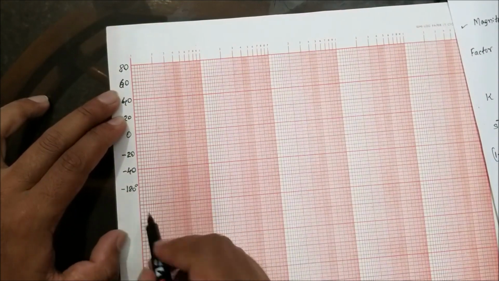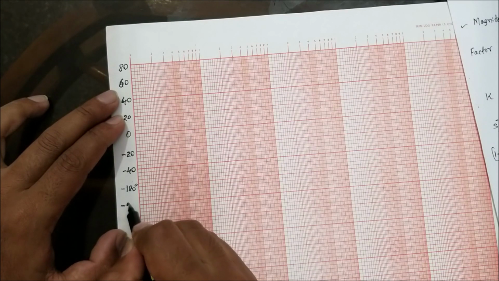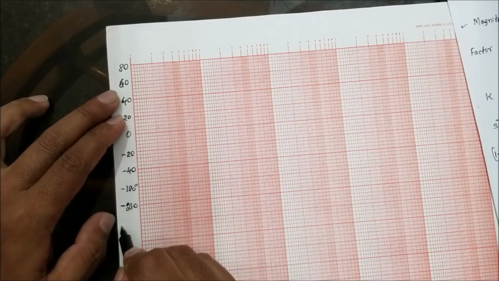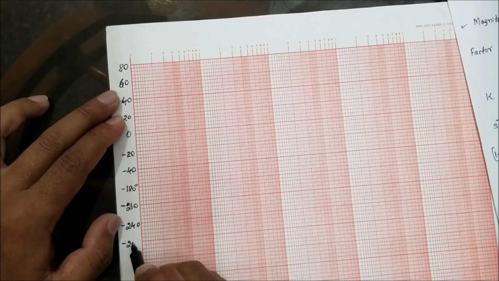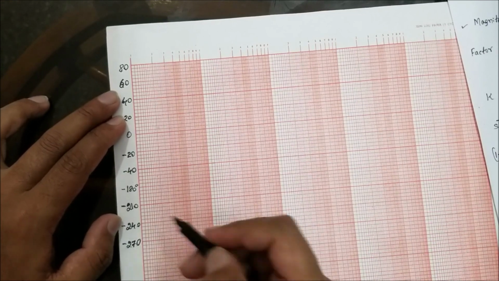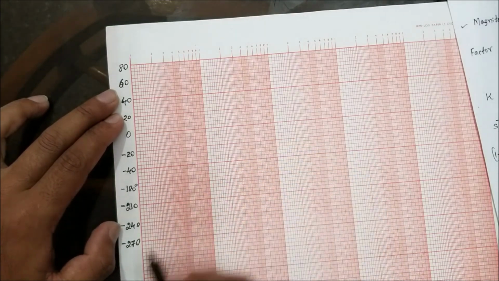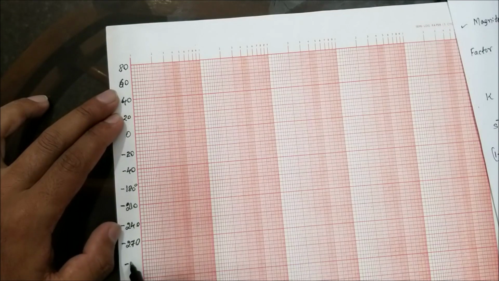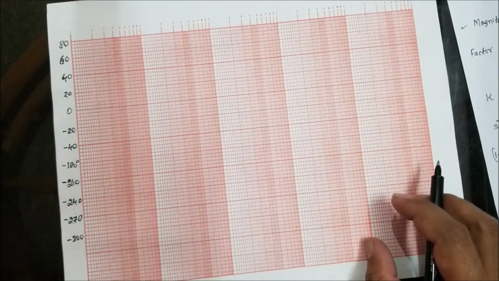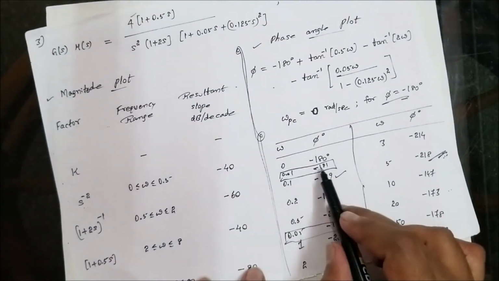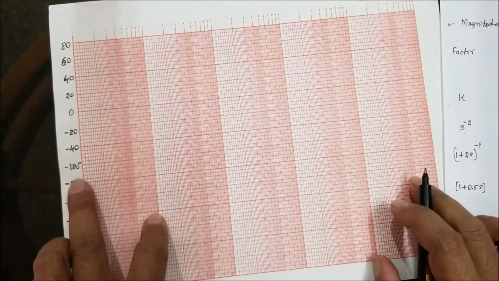Hence I will start from minus 180, increasing which I will get minus 210, then minus 240, and then minus 270. So I am taking each unit as 30 degrees for the phase angle plot. Keep that in mind. And next, adding 30 more, I will get minus 300. Clear? Since the problem starts from minus 180 degrees and increases to minus 218, start the phase angle from minus 180 degrees itself.